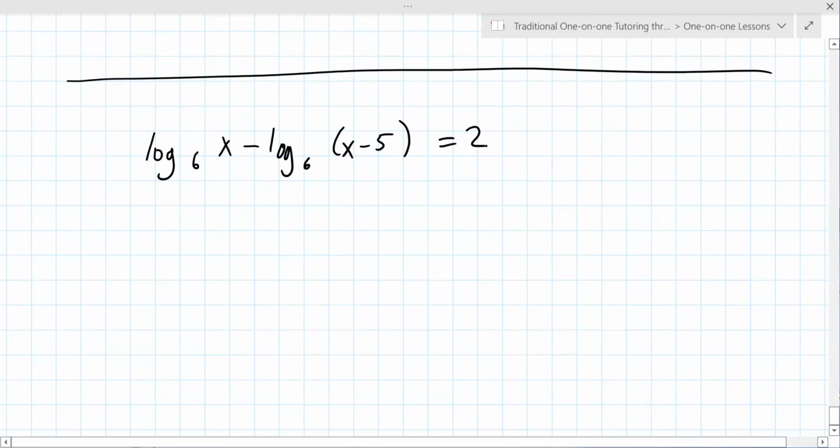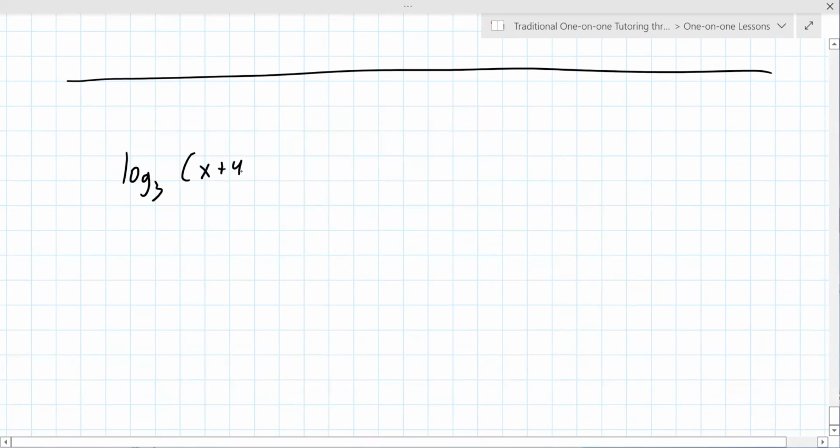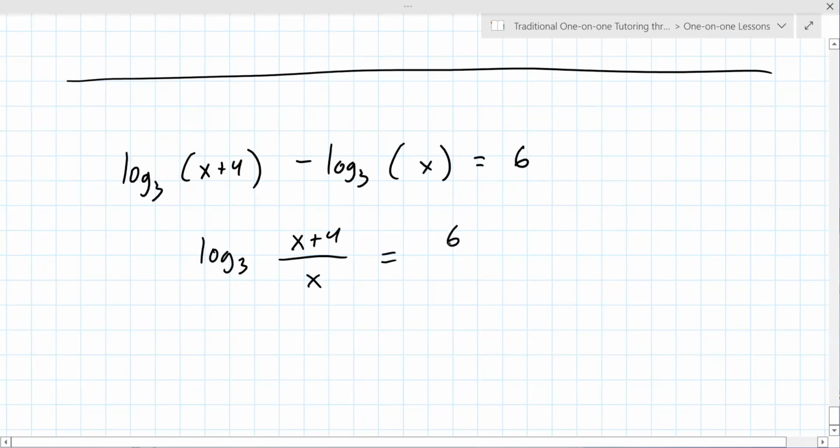So this one's not too bad to make up because it actually does work out nicely. Let me change it up slightly. Log base 3 of x plus 4 minus log base 3 of x equals 6. Okay. So the main thing here is that the difference becomes a quotient. And actually, I made this number too large on the right. Sorry, let me make it a more reasonable number. Man, I'm way off today. Yeah, she's not going to do 6 to the 5th.